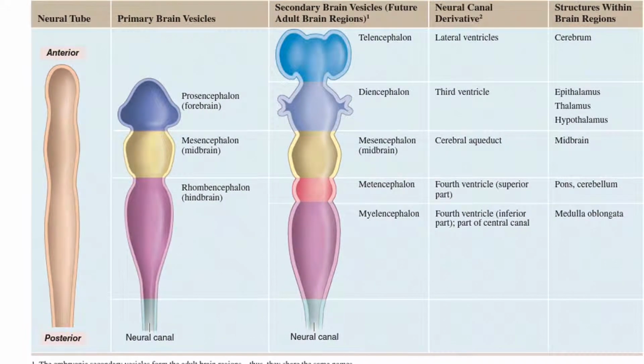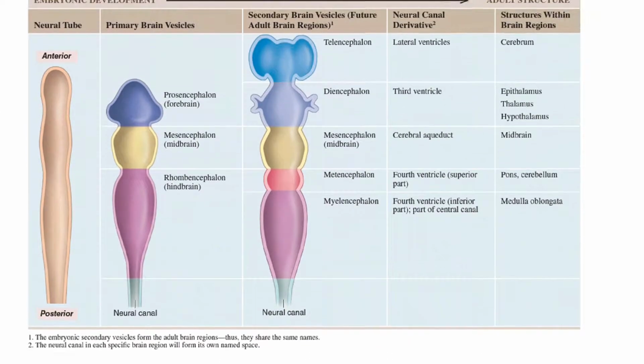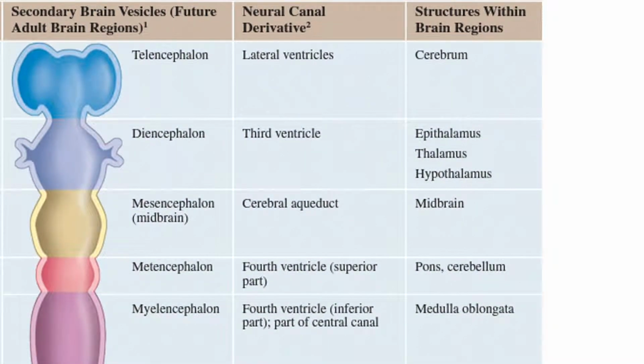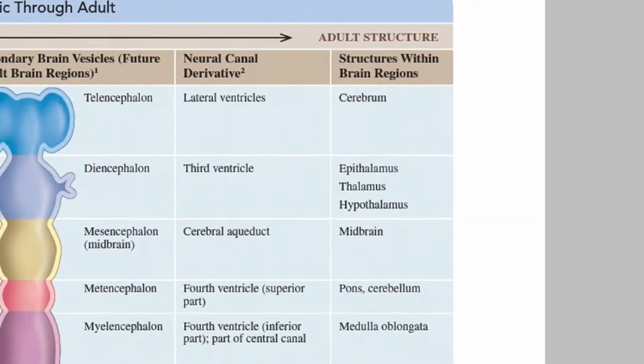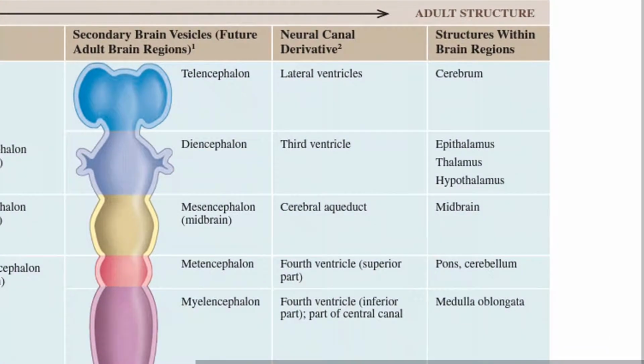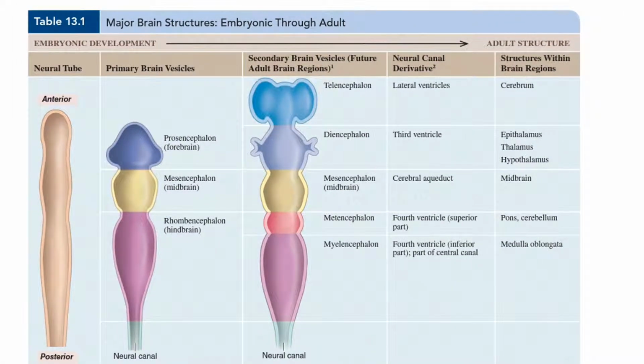Then with further development, secondary brain vesicles develop: telencephalon, diencephalon, mesencephalon, metencephalon, myelencephalon, then the neural canal derivatives. Here you can see the neural canal and its derivatives. So the ventricles are developing from this neural canal: the lateral ventricle, the third ventricle in the diencephalon, the cerebral aqueduct in the mesencephalon, and the fourth ventricle. In the last column are the structures within the brain region: cerebrum, thalamus, hypothalamus, midbrain, pons, cerebellum, medulla oblongata. This way you can understand this table.